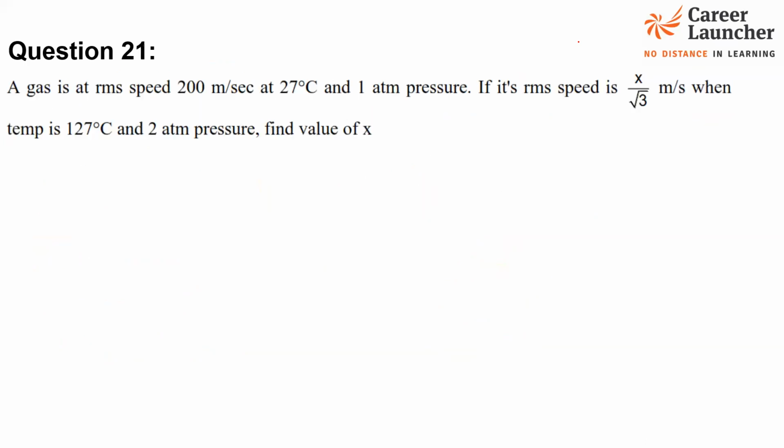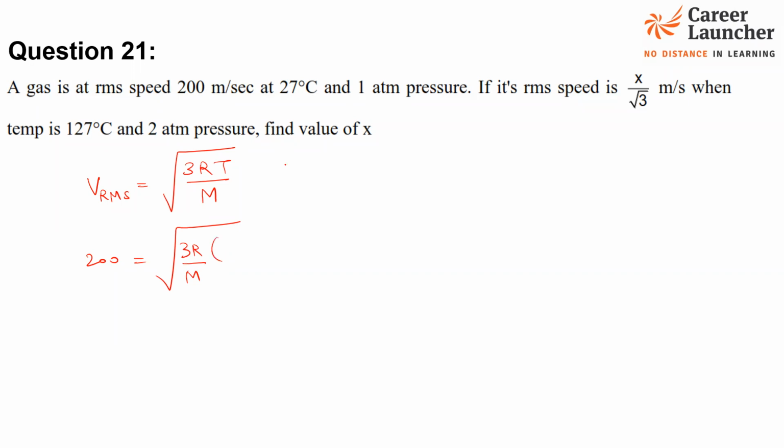Let's move to the integer type. A numerical attempt: a gas is at RMS speed 200 meter per second at 27 degrees Celsius and 1 atm pressure. If the RMS speed is x upon root 3 when the temperature is 127 degrees Celsius and the pressure is 2 atmospheric, find x. What you can remember is that VRMS is under root of 3RT by M, M being the molecular mass. So VRMS is 200, under root of 3R by M, is going to stay like that only.